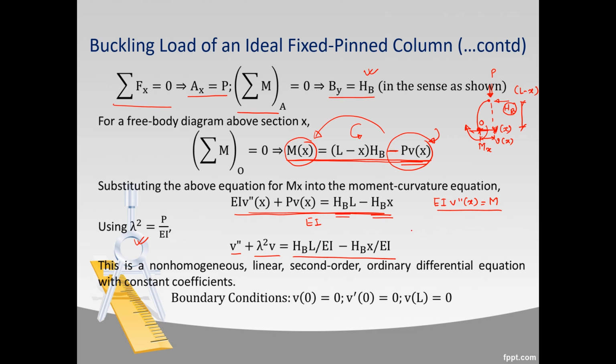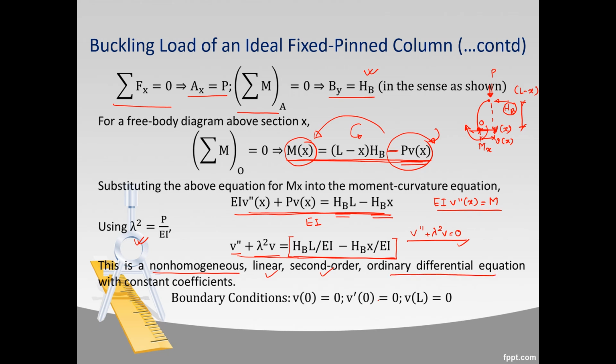Remember, in our previous lecture we got this equation as v double prime plus lambda square v equals 0, and this was our homogeneous linear second order ordinary differential equation. But now, since we have got some term on the right hand side here, our ordinary differential equation is not homogeneous. Now it has become non-homogeneous. So this is a non-homogeneous linear second order ordinary differential equation with constant coefficients.